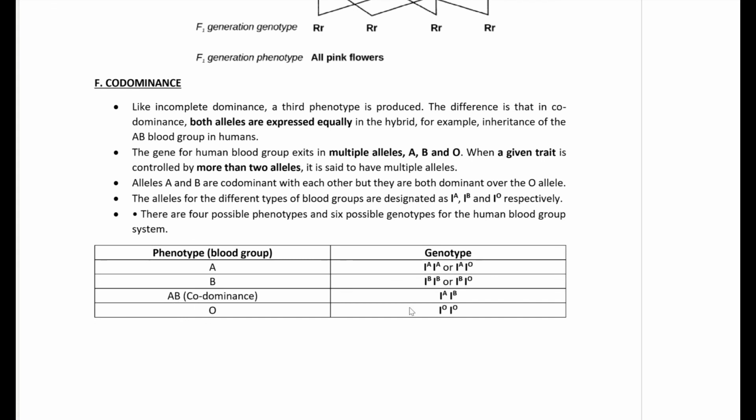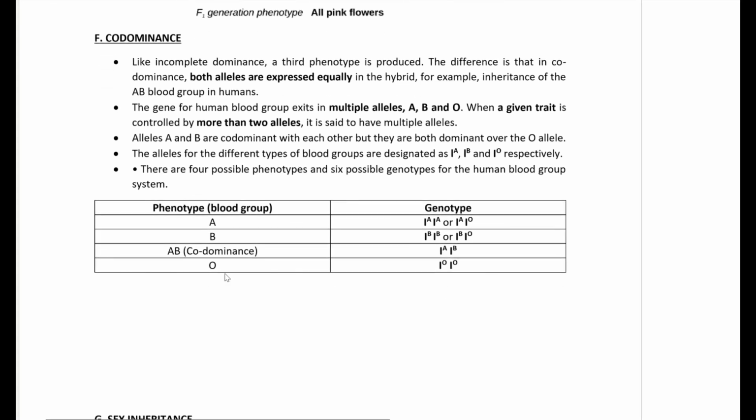Codominance is equally expressed, so these people will have the AB blood type itself, and O is homozygous recessive, so they will all end up with blood type O.